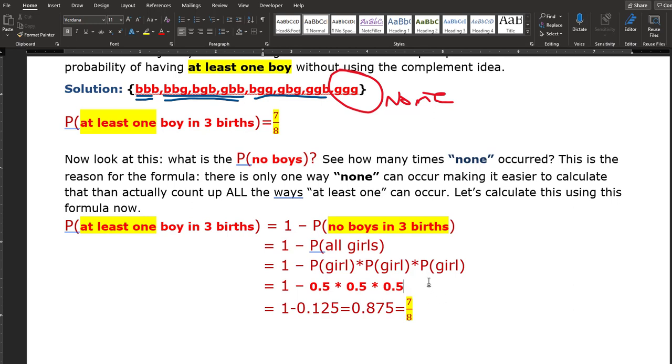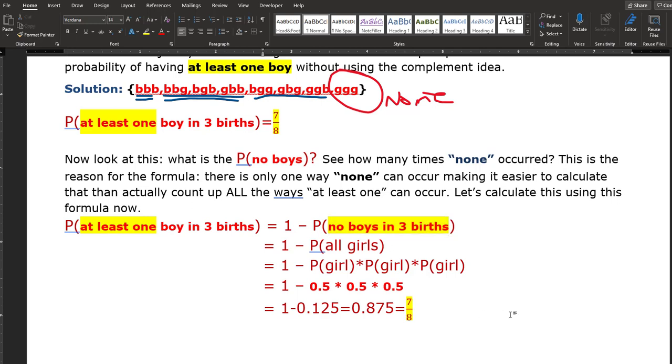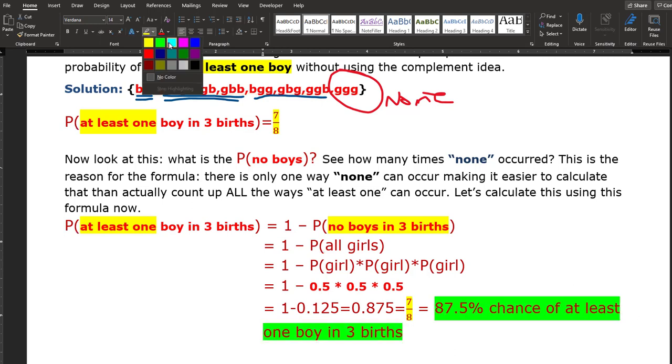Kind of going forward is use this idea of, okay, let's find none first, then after that we'll subtract that from 1 to get at least one. So you can talk about the percentage here. It's an 87.5% chance of at least one girl or at least one boy in 3 births. That's what we ended up finding. Okay, as our final answer there.